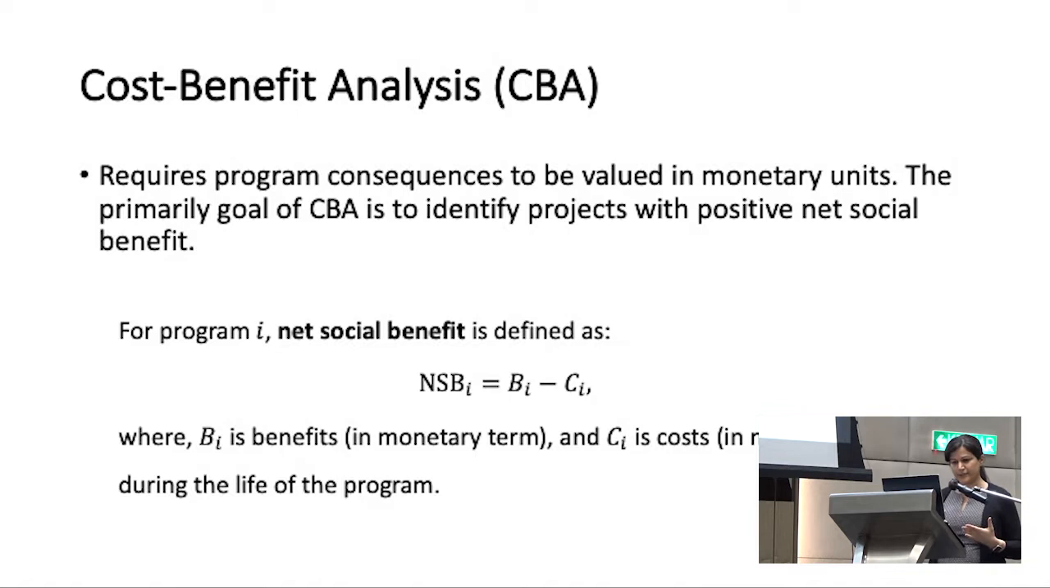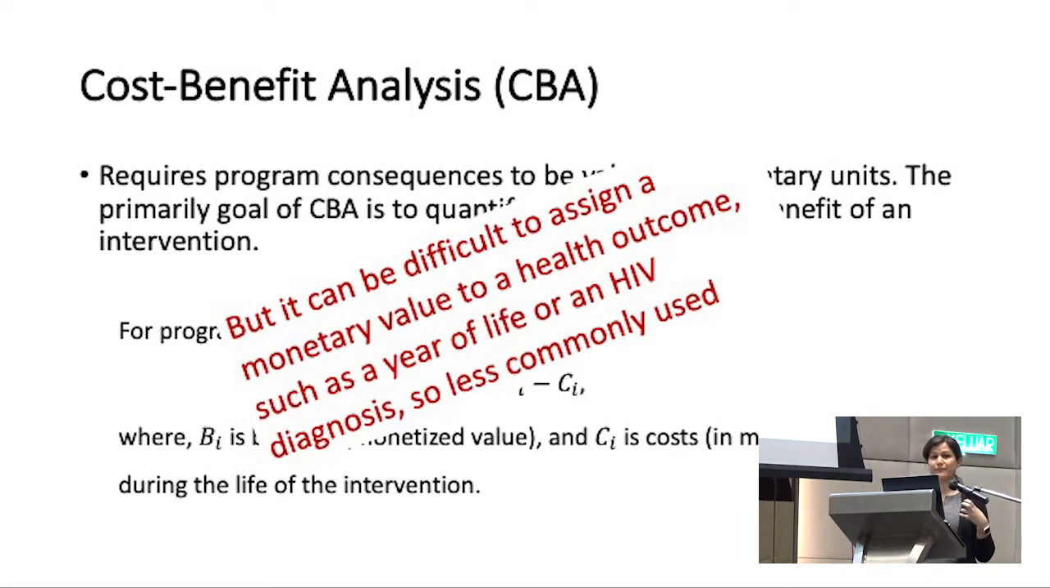So if we have an intervention, rather than making that ratio of cost per unit improvement in quality adjusted life years, we're instead trying to come to a dollar value, and we're assigning some monetary value to whatever our health outcome is. Obviously, it can be difficult to assign monetary value to health outcomes like a year of life or an HIV diagnosis, and there are a lot of ethical challenges with that. So, and we'll say this is less commonly used, but you will see it done.